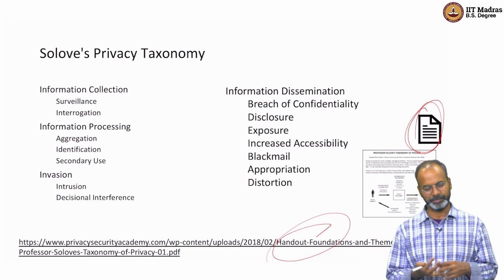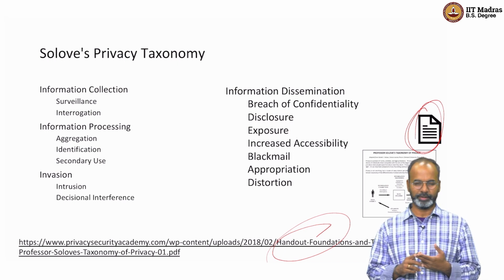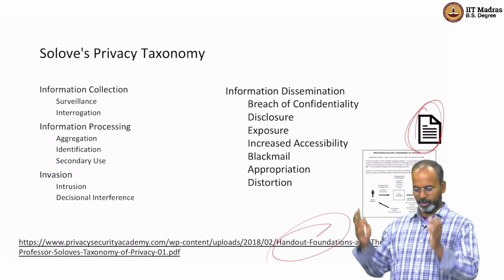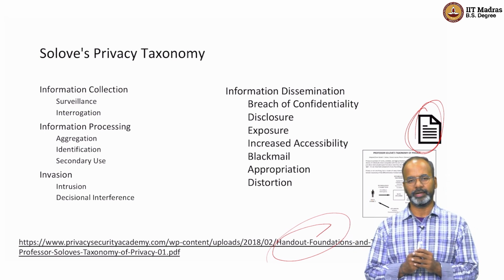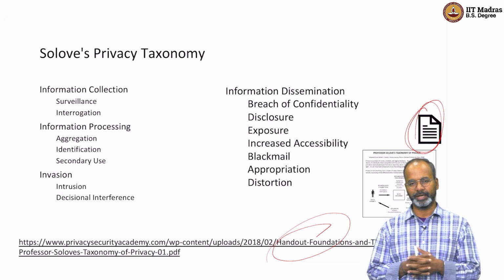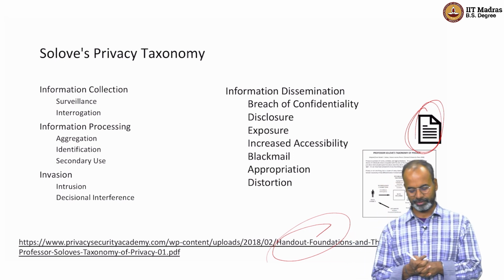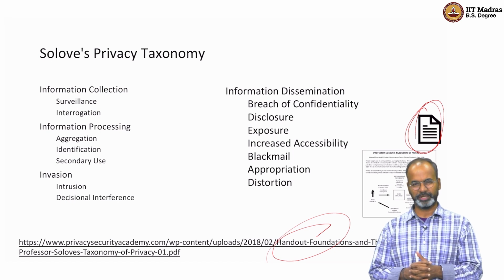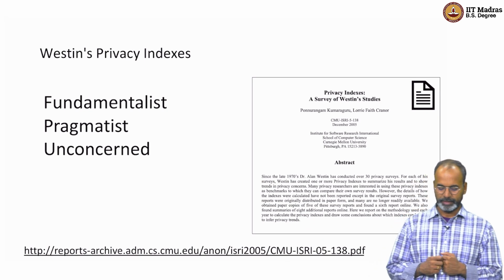That kind of privacy invasion is what Solove is talking about. Information dissemination: breach of confidentiality, disclosure, exposure, increased accessibility, blackmail. So for all of this, you want to make sure that information is not disseminated more widely, and that these kinds of issues are actually reduced. Right. So that's Solove's privacy taxonomy.